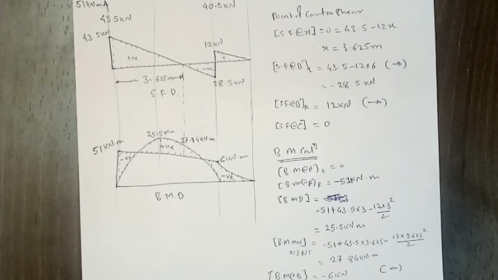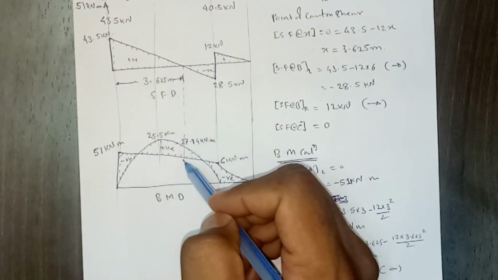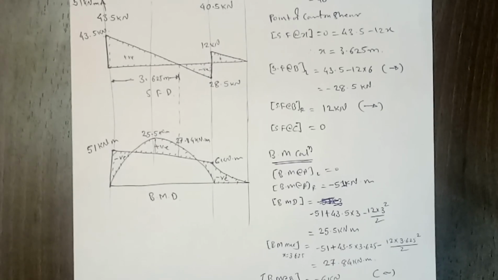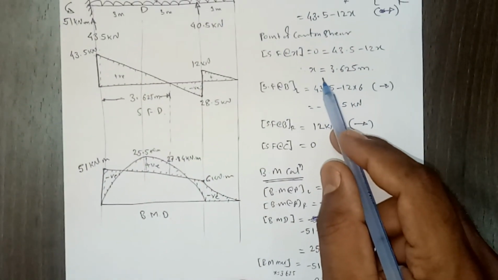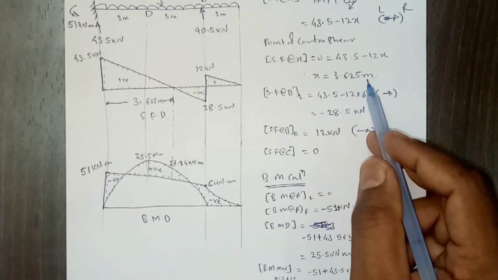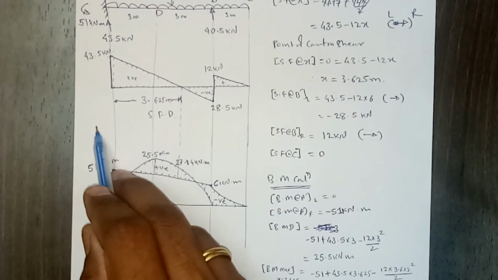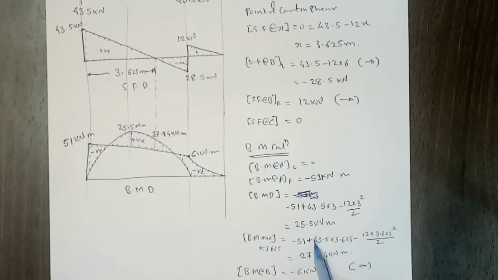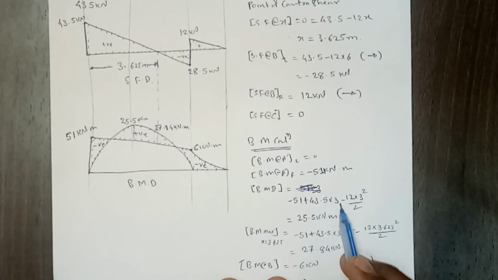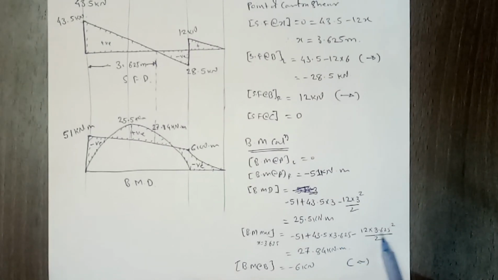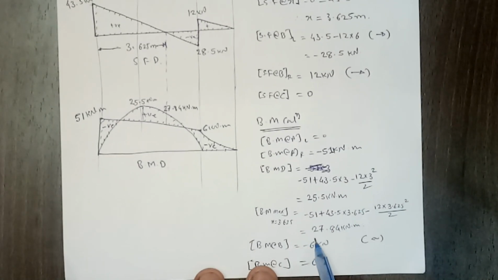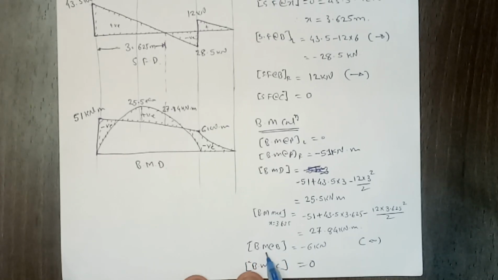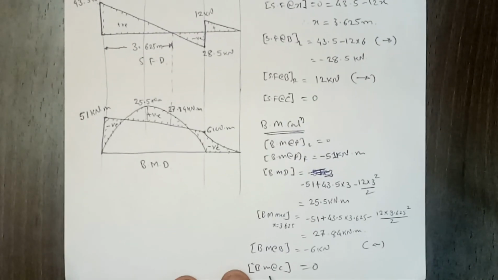Then maximum bending moment. We already know the point of contra shear. So below that point of contra shear only we'll get the maximum bending moment. The point of contra shear is at a distance 3.625 meter from left support A. So we calculate that again, instead of 3, you just substitute 3.625. If you substitute that, the value we get is 27.84 kilonewton meter. And then the bending moment at point B is minus 6 kilonewton meter, we already calculated that, right? And then at C it is 0.